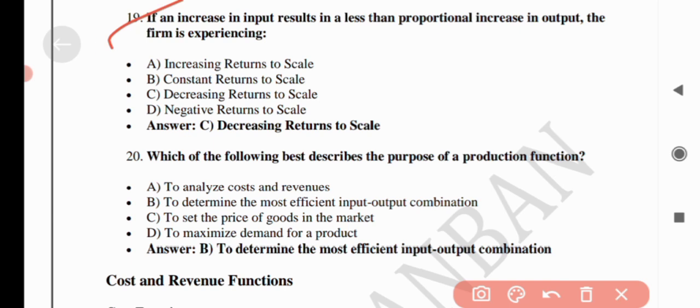If an increase in input results in a less than proportional increase in output, the firm is experiencing decreasing returns to scale. Which of the following best describes the purpose of production function? To determine the most efficient input output combination.